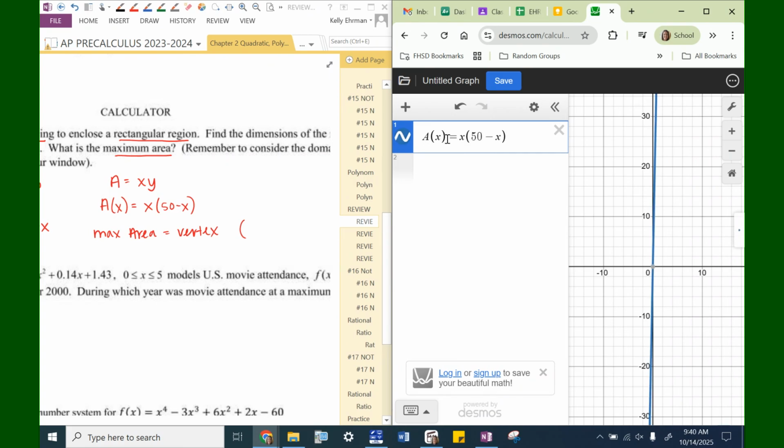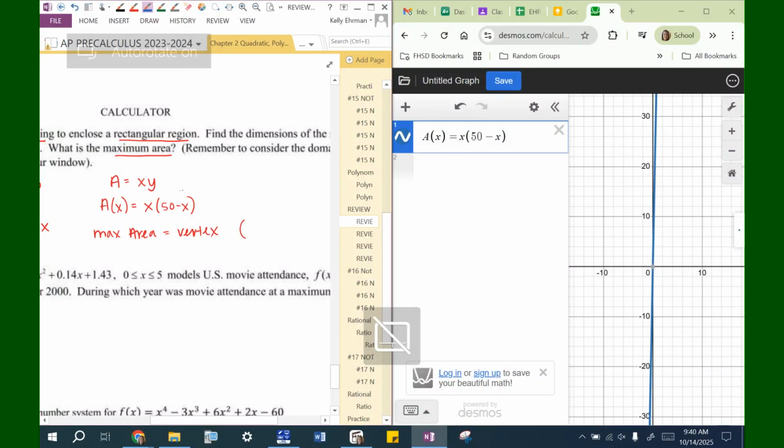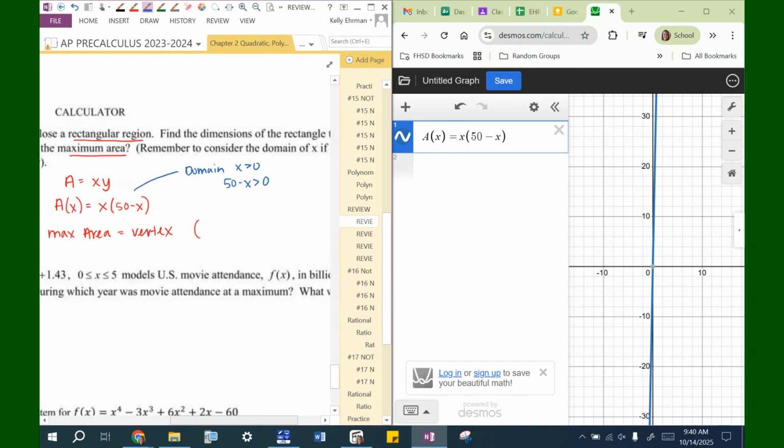What about domain here, if you're having trouble seeing this? Well, remember, for the area, you would need each of these dimensions to stay greater than 0 so that there actually is an area and we don't just get negative area or 0 area. So x has to be greater than 0. x has to be less than 50. So 0 to 50 is our domain.